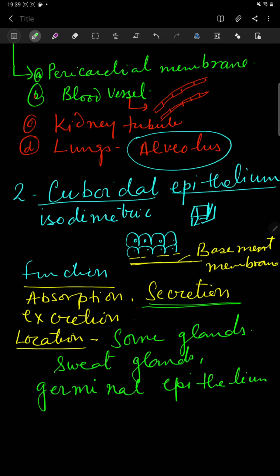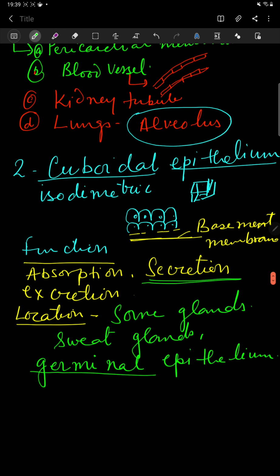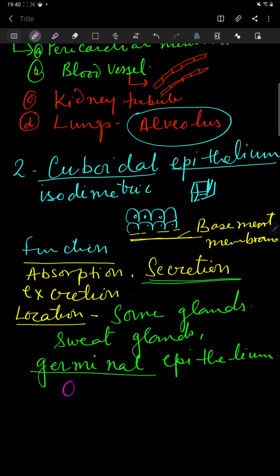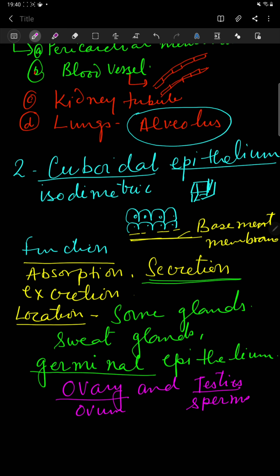The question arises, a new word, what does it mean? Germinal means the new cells which are responsible for making sperms, and of course the ovum; that layer is known as the germinal epithelium. No doubt. What are the organs? The organs will be ovary and testes, but not everywhere, only for the formation of sperms these cells are there, and of course for the formation of ovum. Ovum is the singular, ova is the plural one.